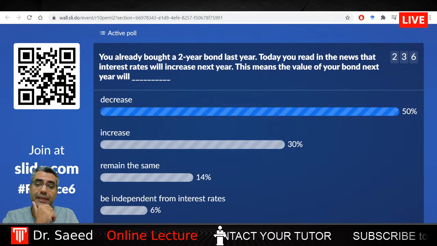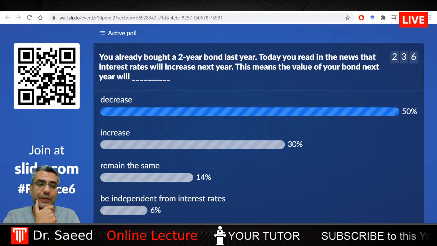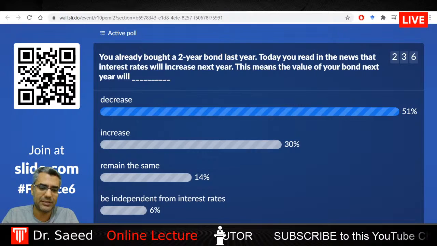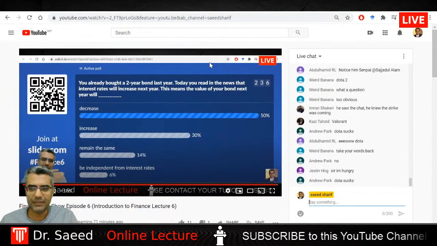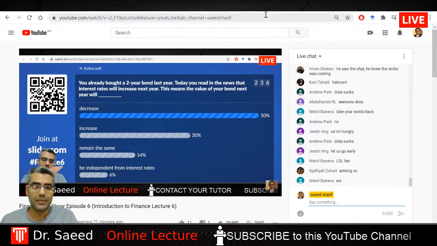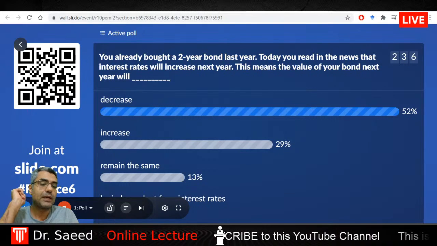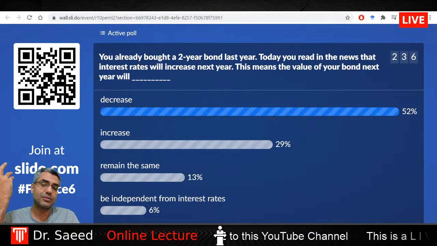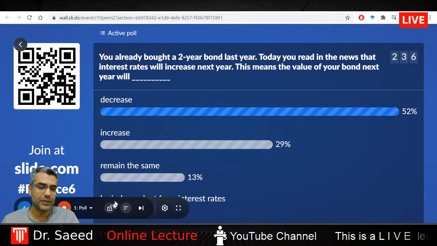So when the market interest rate goes up, the bond value will go down because it's less attractive, because the bond is an instrument that is offering you the same fixed coupon, but the market interest rate has increased and maybe it's higher than the coupon rate, so there is less interest in it.